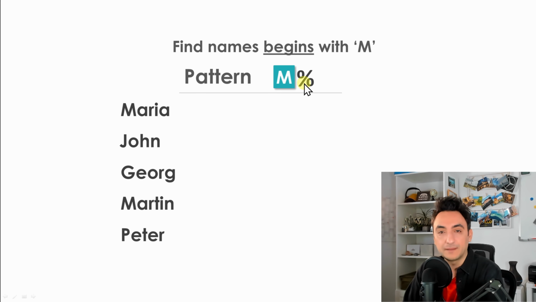That means anything after that, we don't care about it. It should start with M. And in our database, we have those 5 values, those 5 names. Let's start one by one. So Maria, it starts with the M. So that means it is matching our pattern. So SQL is gonna return a true for that.